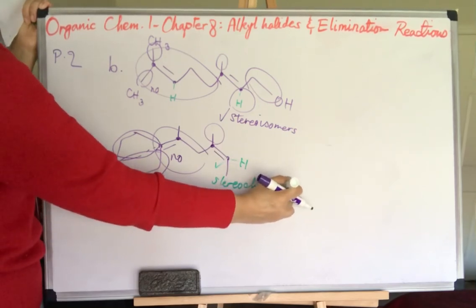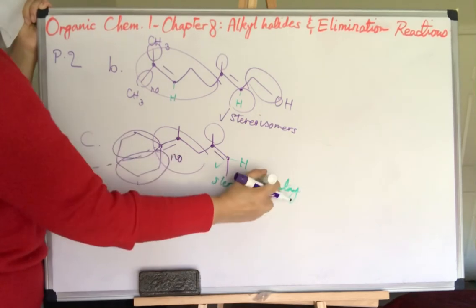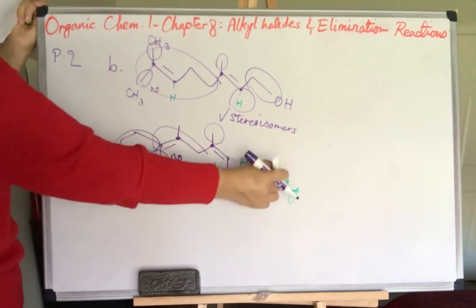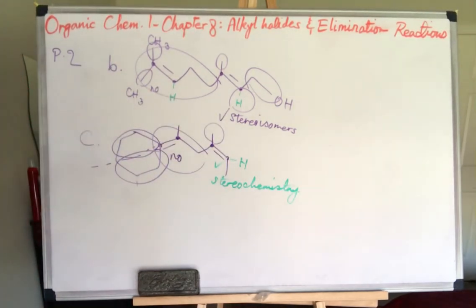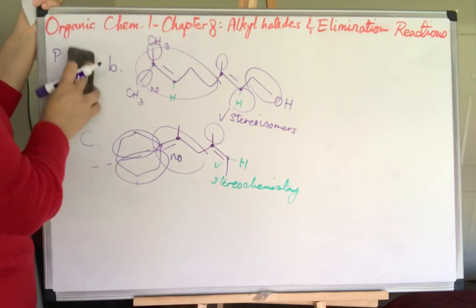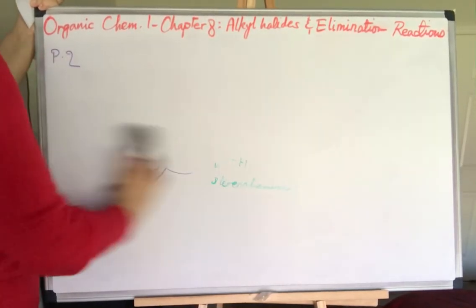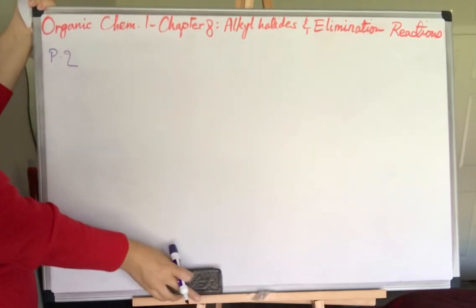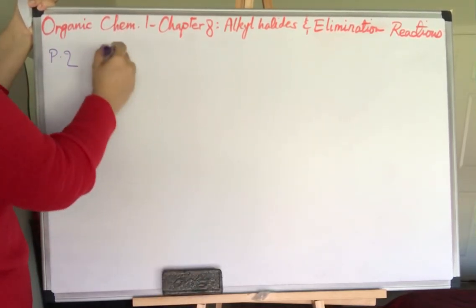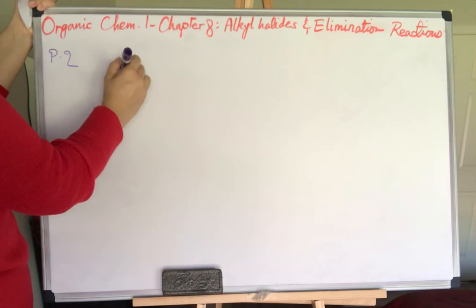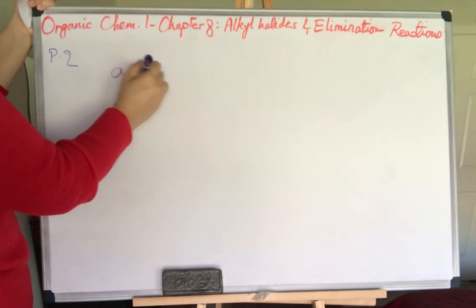Basically, you must have 4 different groups around both of the carbons to call for a stereoisomer and having a stereochemistry. All right, so let's work on the next exercise, determining cis and trans. At this point, you should be able to see and distinguish the cis and trans and say which one is more stable.